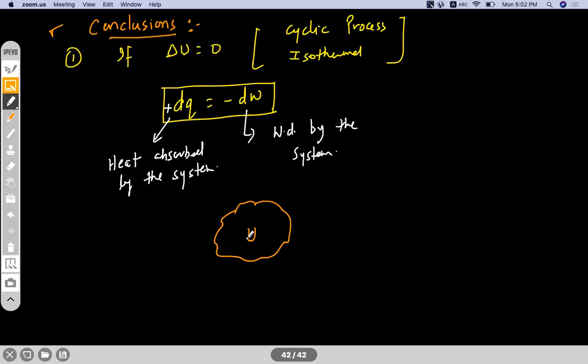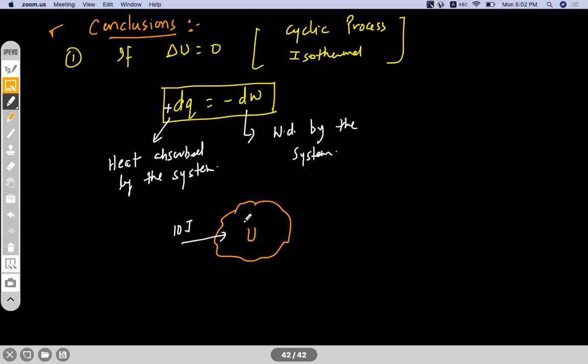Now, if you try to understand the mathematical relation this way, suppose you have a system. The system has some internal energy, which we don't want to increase or decrease, meaning we want delta U to be constant. Delta U is zero. And the system is taking 10 joule of heat from the surroundings. We want U to be constant. What do you need to do so that U stays constant while we are taking this 10 joule of energy?